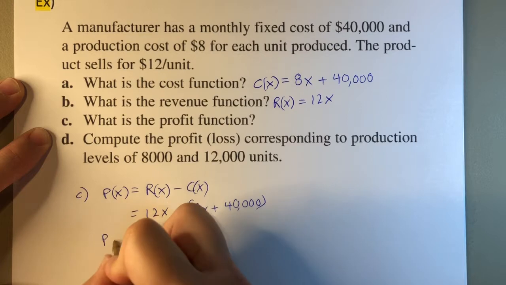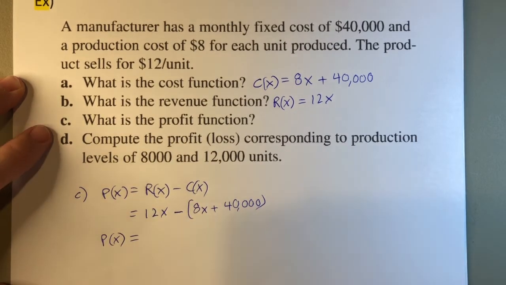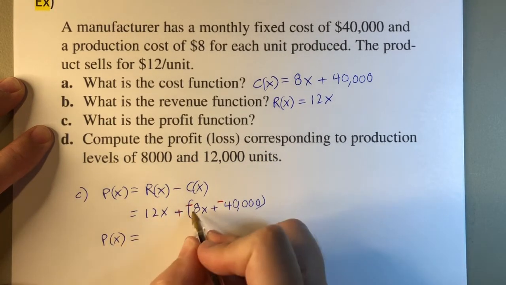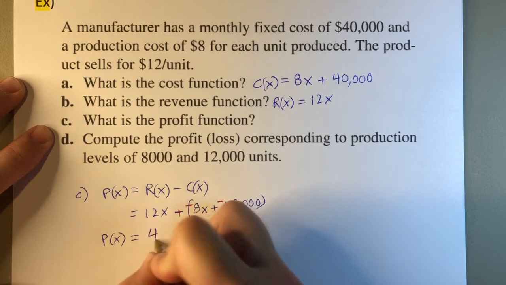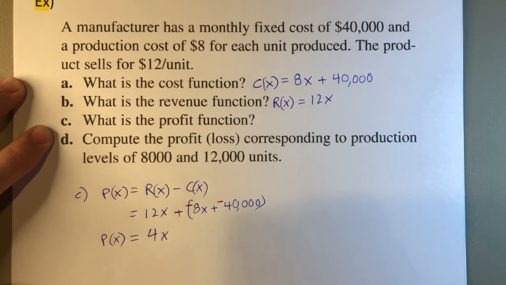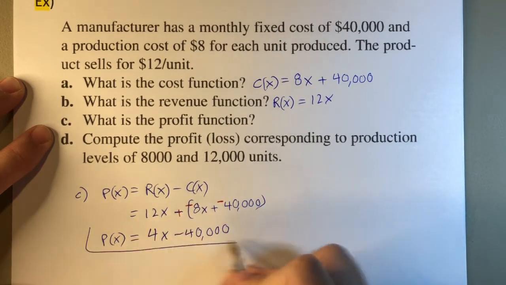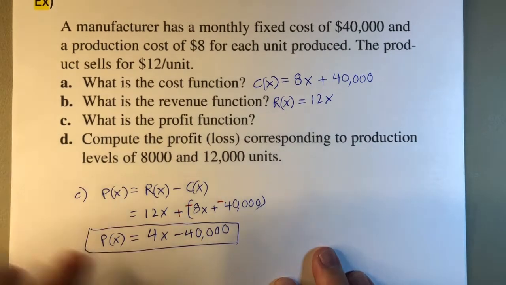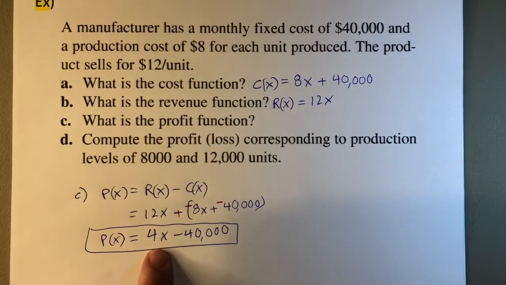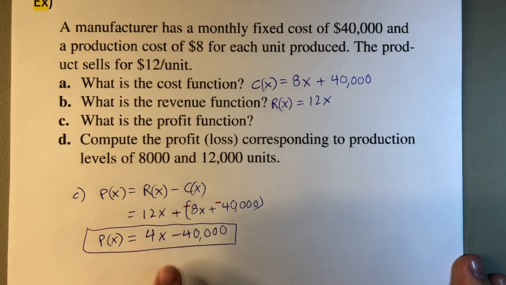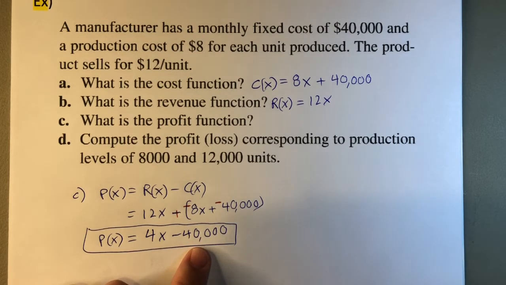And so profit is equal to what? Well, if you distribute the negative through, you get 12x minus 8x, that's 4x, and then minus 40,000. So there is your profit model. Now, notice that if you don't sell anything here, starting with no sales whatsoever, x equals 0, you get negative 40,000. So you're going to start in the hole, in what's called the red. You have to sell a certain number in order to get out of the red into what's called the black, so you're making a profit.